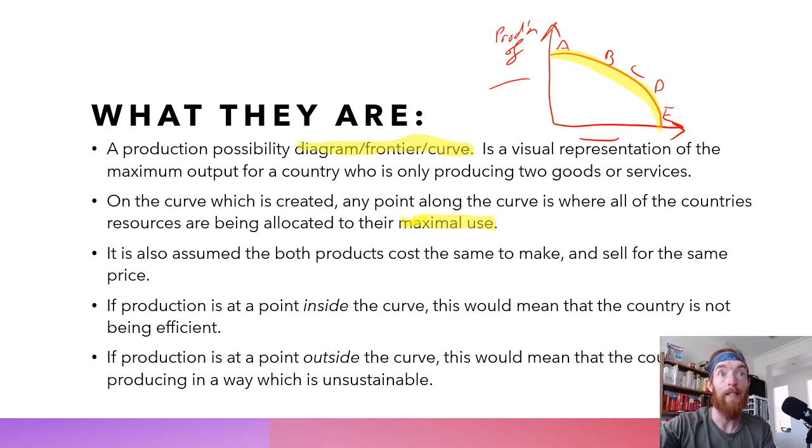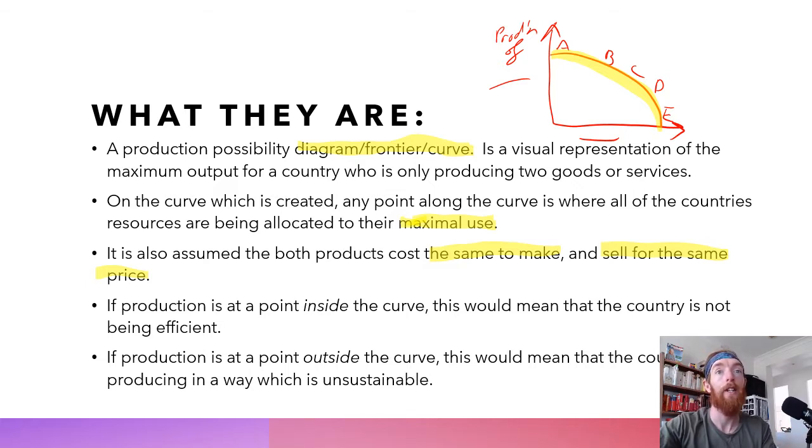Another really important thing is it's assumed that both products cost the same to make and sell for the same price. That's really important because it just stops you getting confused about, well, maybe it's better if they make this because more people are going to want it. Same price, same cost to make, therefore it doesn't really affect the business which one they're making. They care about which one they can make more of, or what combination they can make more of overall.